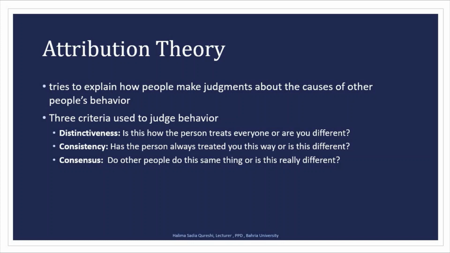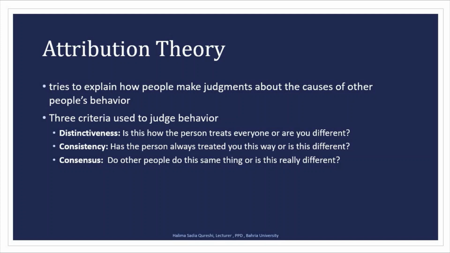Next is consistency, on which we judge other people's behavior. Consistency asks: has this person always treated you in this way, or is this different? Every time he enters the class, every day he visits the university, does he greet you, or is today something different? If things go the same way every day, that he waves at everyone and ignores some people from his group, that is consistency; if it has just happened today, that is different. So these are the criteria we judge on.